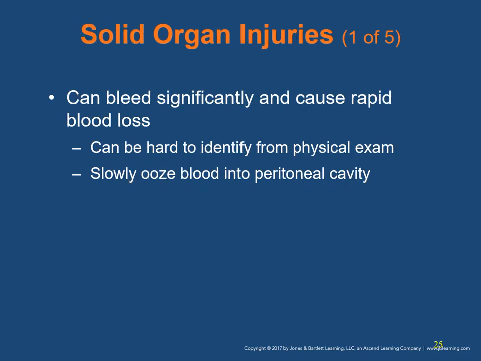Solid organ injuries. Solid organs can bleed significantly and cause rapid blood loss. This can be hard to identify from a physical examination because the patient is not experiencing significant pain. Solid organs can also slowly ooze blood into the peritoneal cavity, causing pain to increase slowly over time.